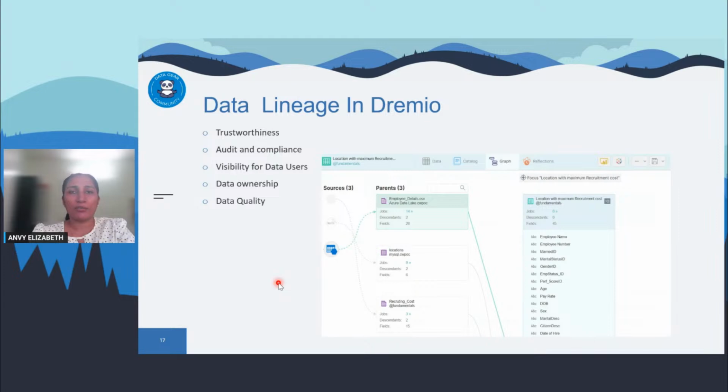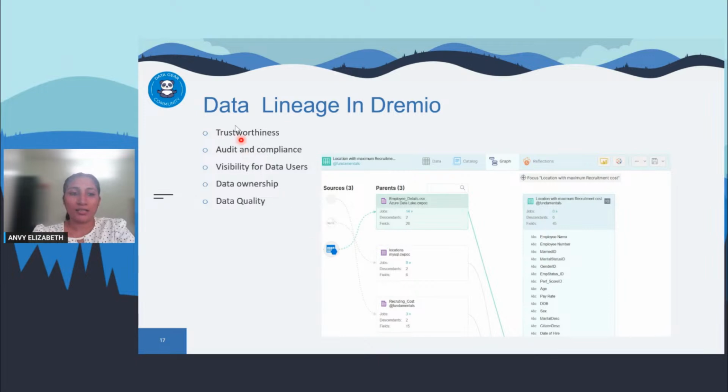And another important feature from Dremio is lineage. Suppose this is your data product, you can see the lineage: how your data got created, how the data product got created, from where, who the sources are, who the owners of the data are, and what transformations were applied to create these data products. All of this you can see in the lineage.